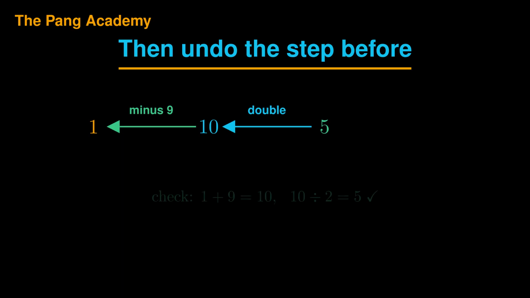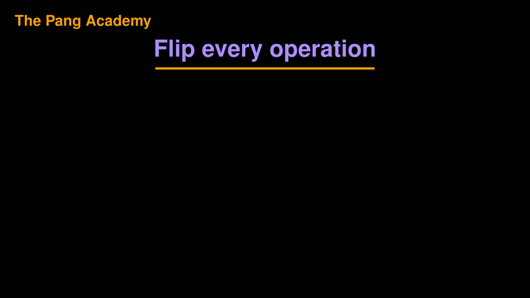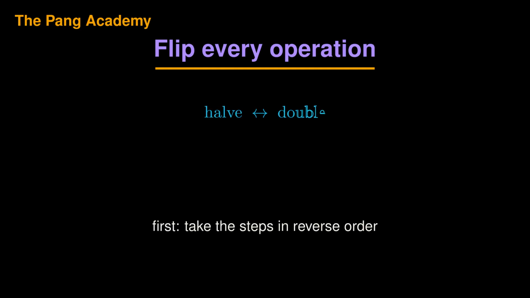Check it forwards to be sure. 1 plus 9 is 10, and 10 halved is 5. It works. We found the start by unwinding from the end. Two things make this work, and you must do both. First, go through the steps in reverse order. Last one first. Second, and this is the part people forget, flip each operation into its opposite.